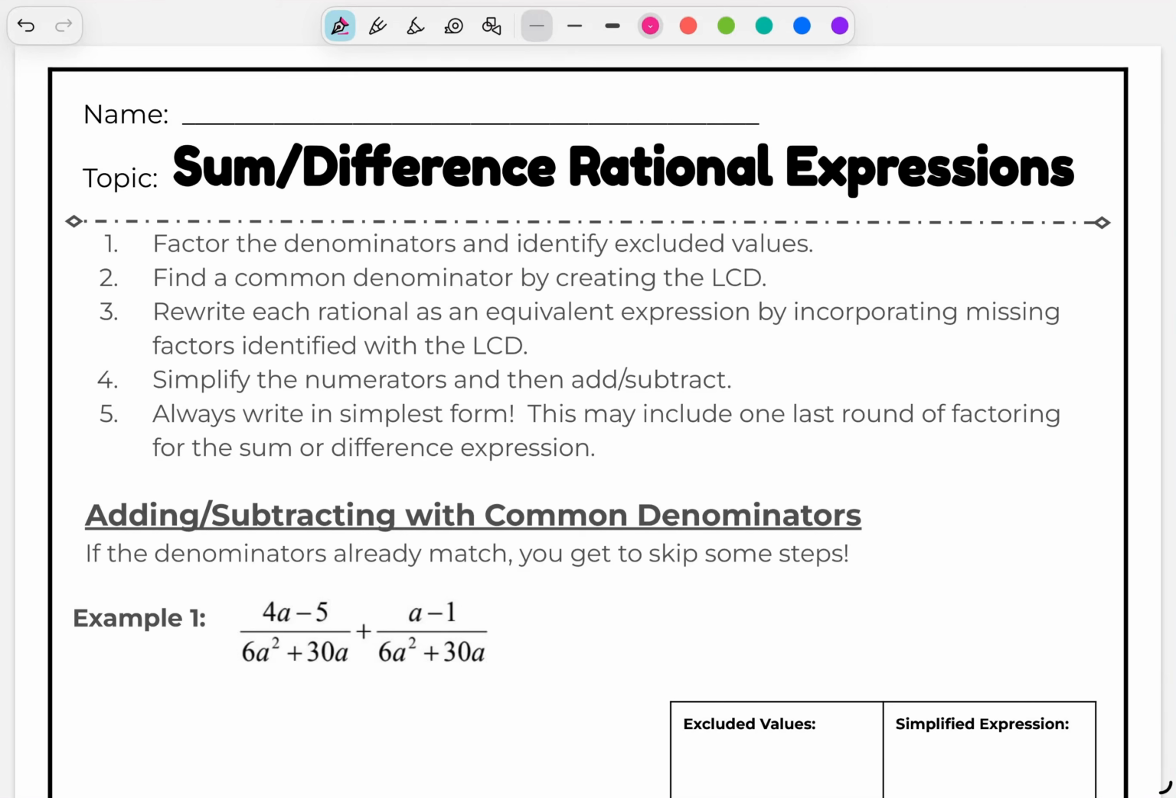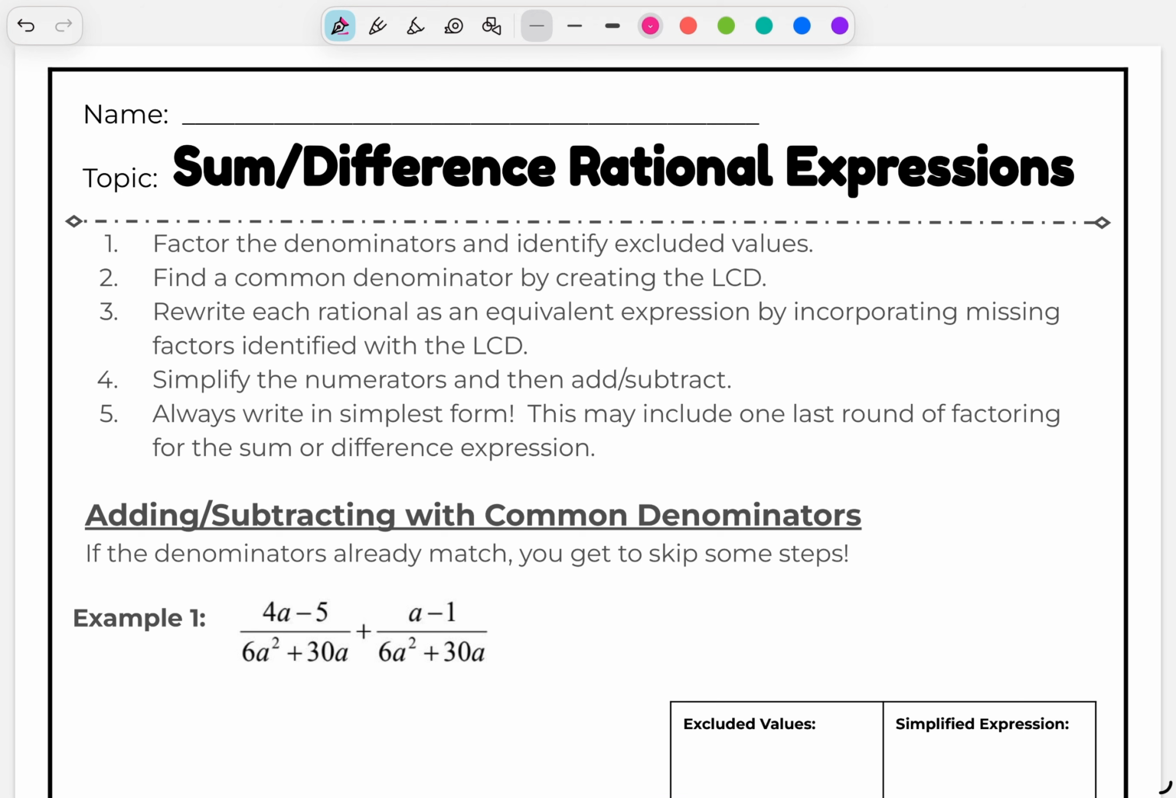This note is titled Sum and Difference of Rational Expressions. For the steps to add and subtract our rational expressions, we're going to factor those denominators and identify excluded values. Then we'll find a common denominator by creating the LCD, rewrite each rational as an equivalent expression by incorporating missing factors that are identified with the LCD.